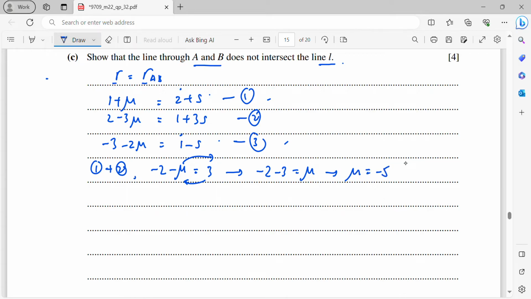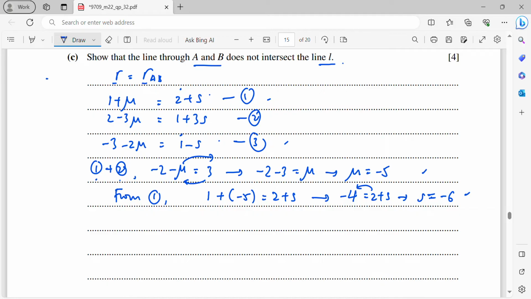So I get this mu value from the first and third equation. That means now you have to find the s from the first or second equation. So now I substitute into the first equation to get the s. So 1 plus the mu, which is minus 5, equals 2 plus s, which means 1 plus minus 5 is minus 4, is 2 plus s. Therefore, my s is going to be minus 6 when you move the 2 to the left hand side.